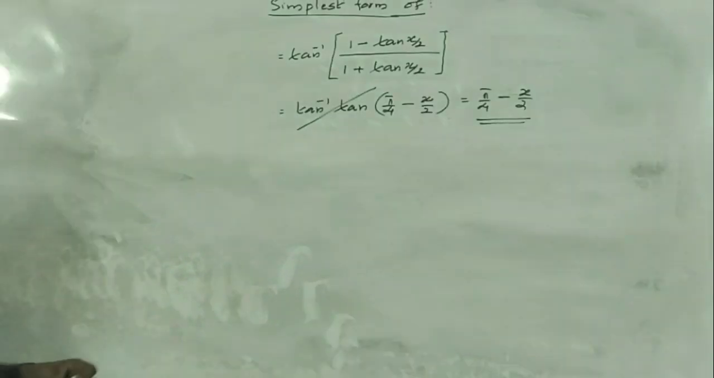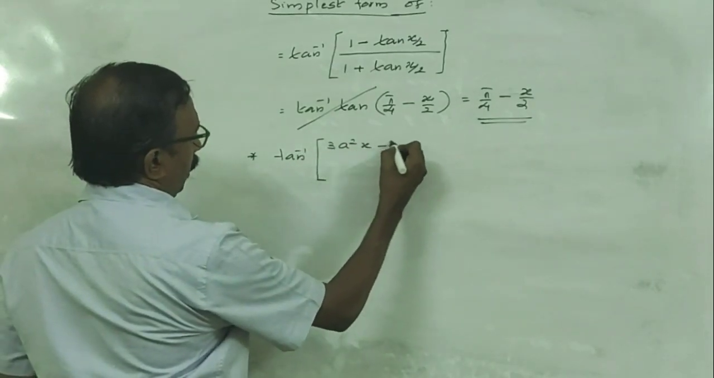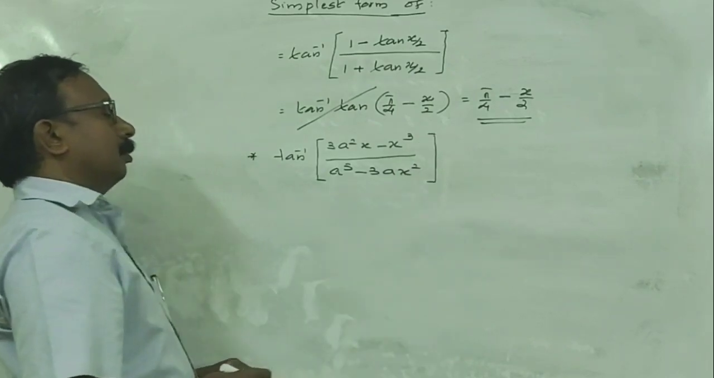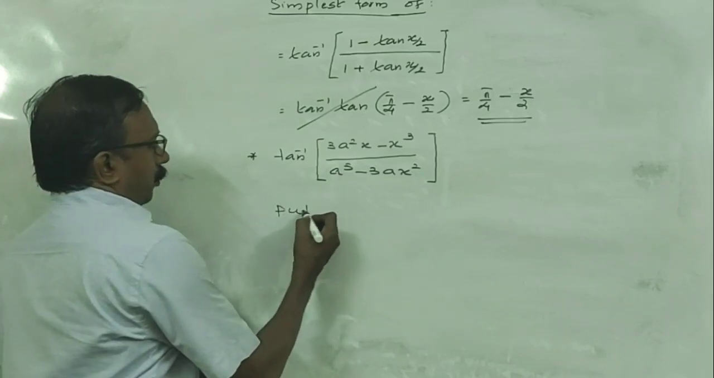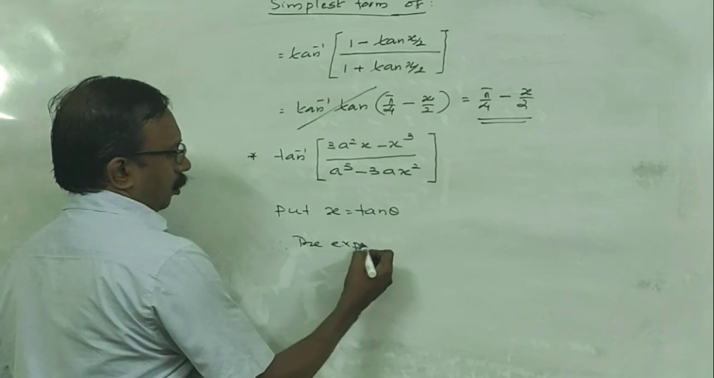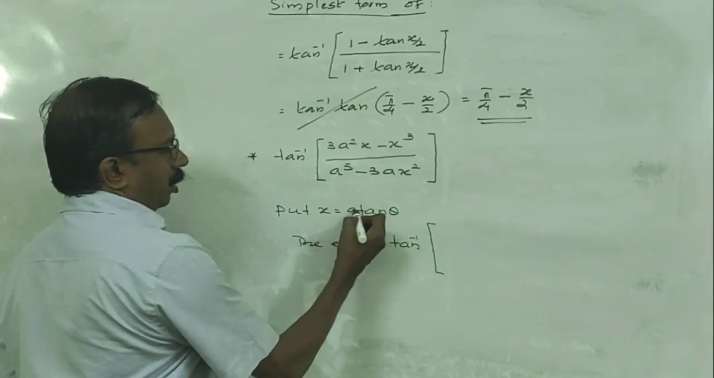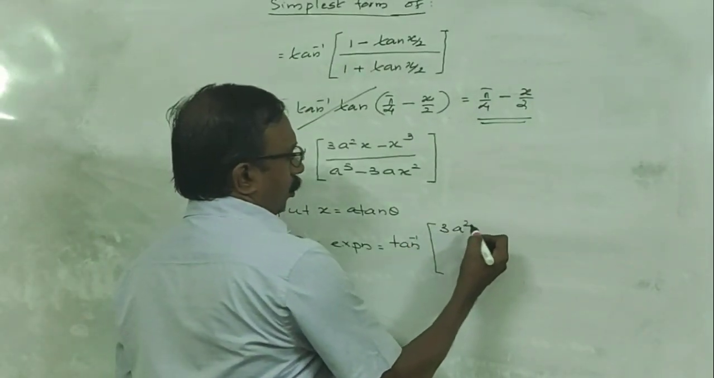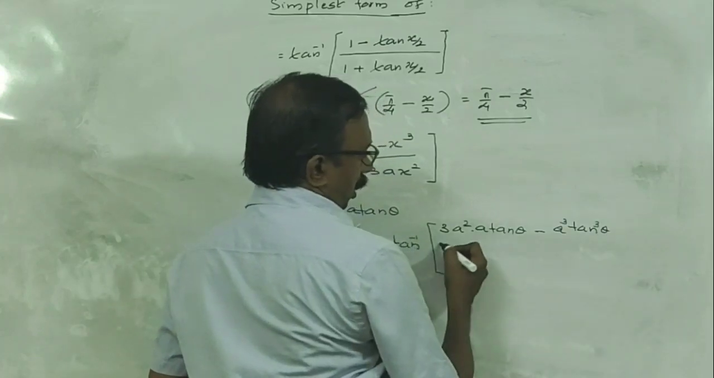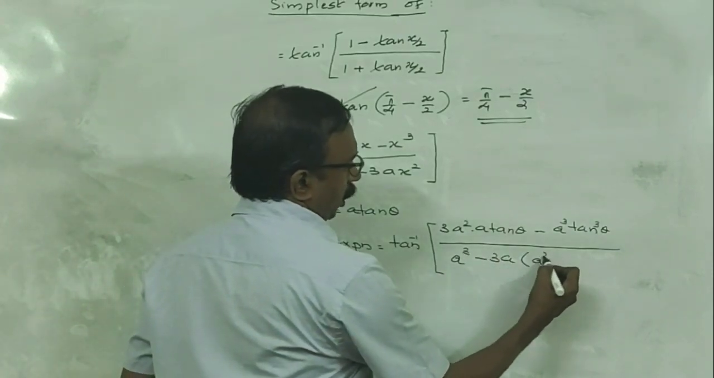Now let us take another function. Another function is tan inverse of (3a square x minus x cube) divided by (a cube minus 3a x square). In this function, x is equal to a tan theta. So the expression is equal to tan inverse of (3a square into a tan theta minus a cube tan cube theta) divided by (a cube minus 3a into a square tan square theta).